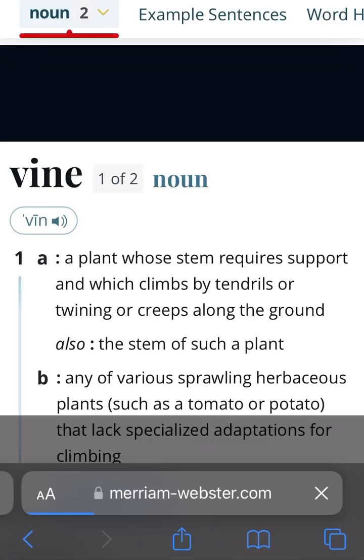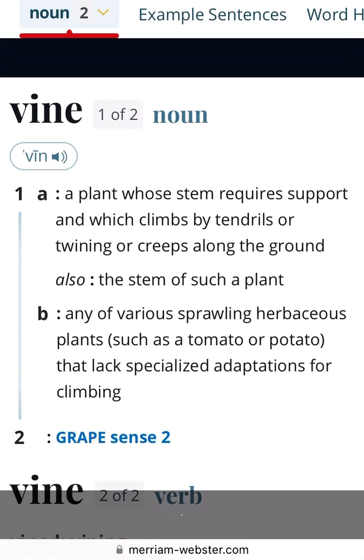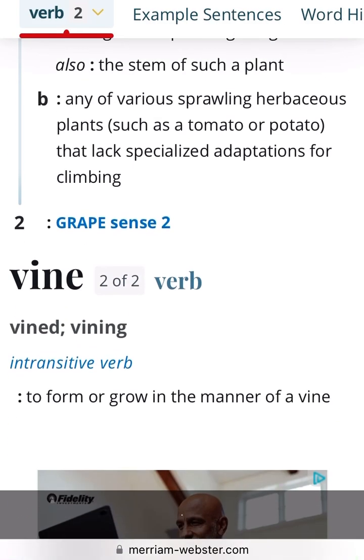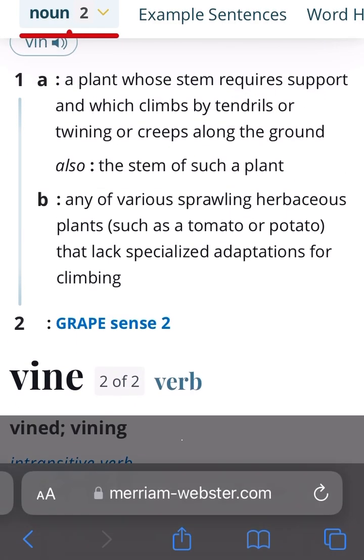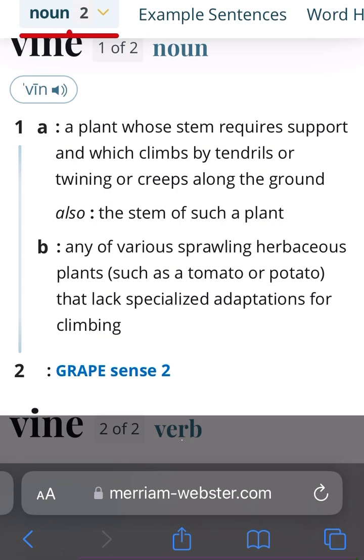And it says a plant whose stem requires support, which climbs by tendrils or twining or creeps along the ground, the stem of such a plant. And then it says any of various sprawling herbaceous plants, such as a tomato or potato, that lack specialized adaptations for climbing. You see, so it's a sprawling plant. And that's the definition that I want to get, because 4 was the definition, or the main idea of the number 4.